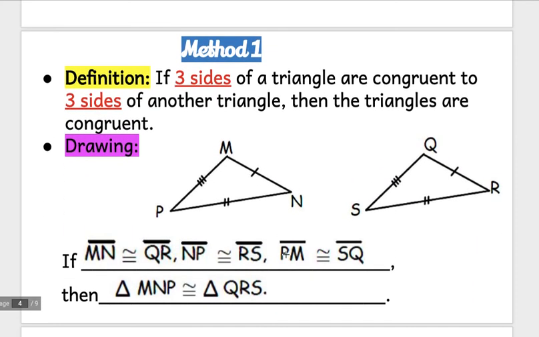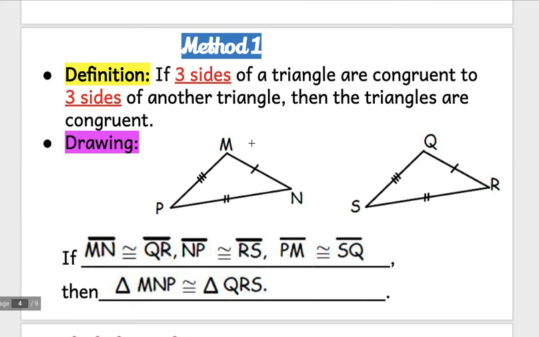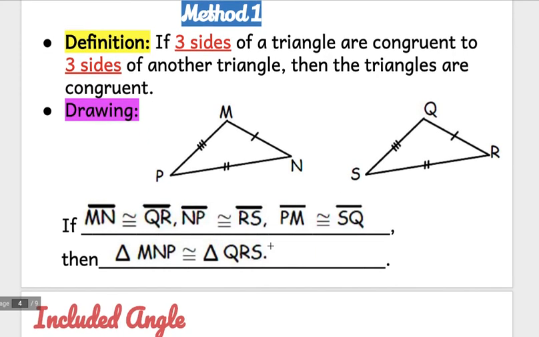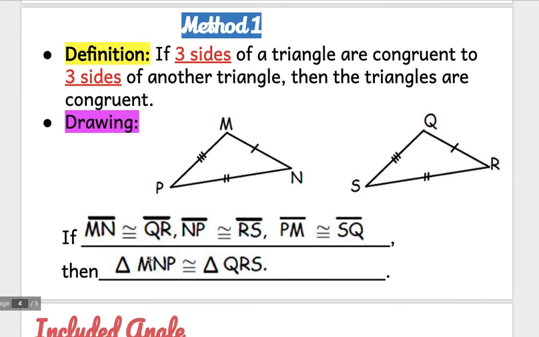The first method tells us that if all three sides of a triangle are congruent to the three sides of another triangle, then these two triangles are congruent. You can also try to draw a triangle on your own. Say you have sides 3, 4, 5 to draw a triangle, and no matter how many times you try, your triangle is always going to be the same as long as you know the three sides. And in geometry, as I mentioned, we use symbols to write down statements very easily.